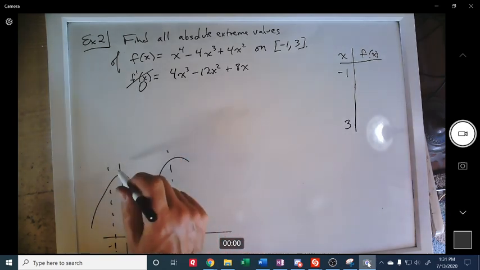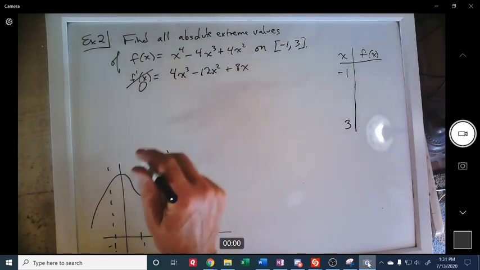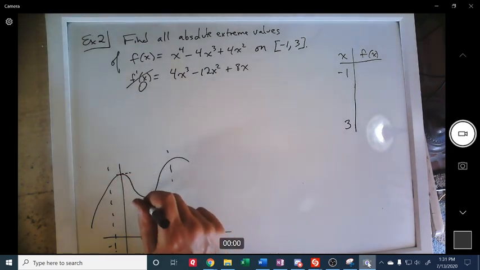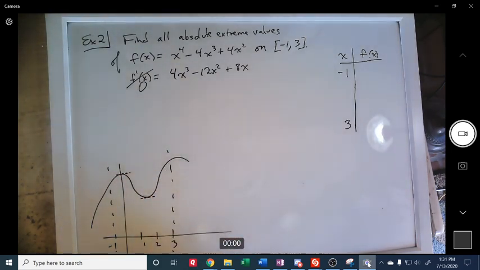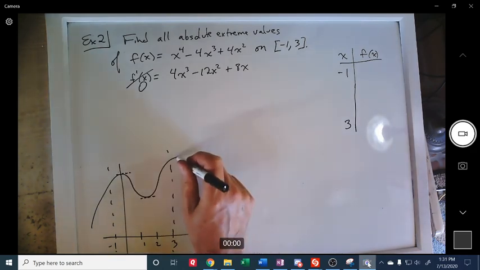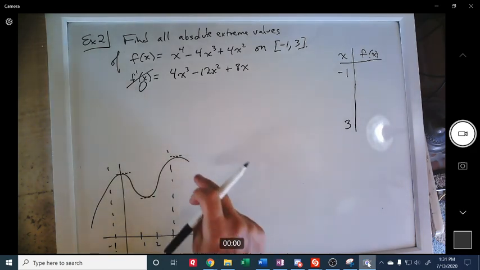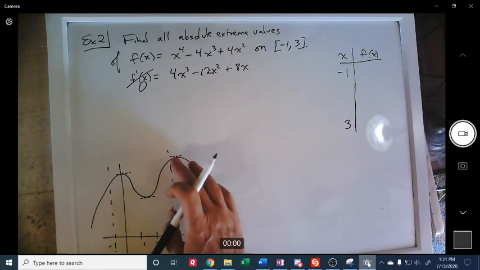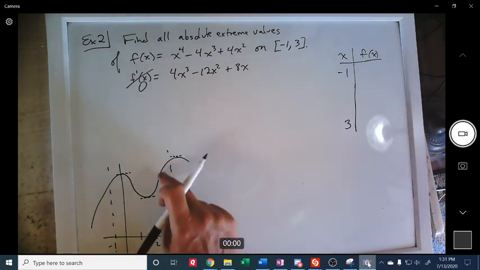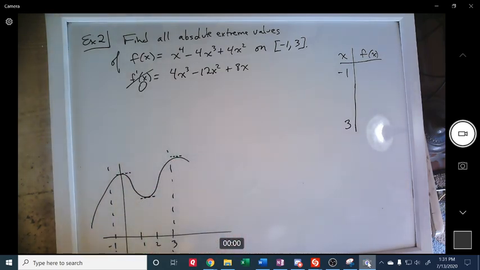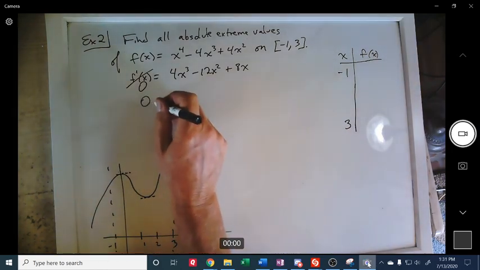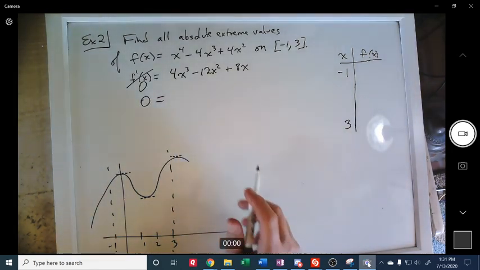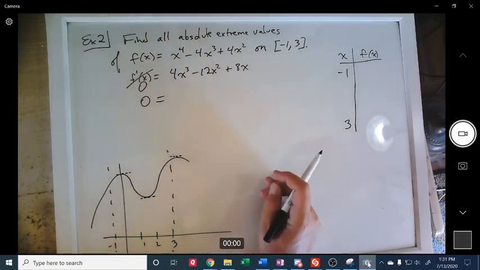When you set the derivative equal to 0 and then solve for x, it finds the x coordinates of those points. Now it might also find an x coordinate of something that's outside of that interval, and we're going to say, oh, I don't care about that. I just want the ones that are between -1 and 3. All right. So I'm going to have to solve this equation.